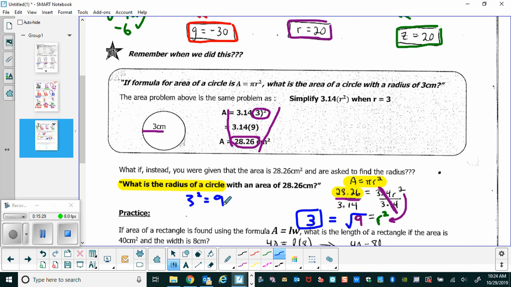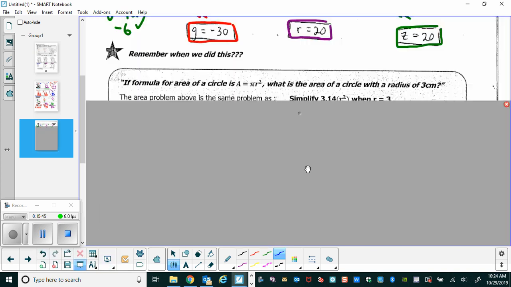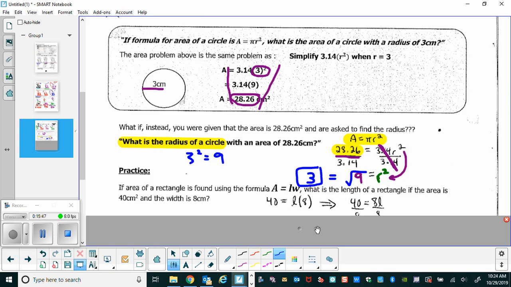So in our geometry unit that's coming up, we're going to start out by me giving you the dimensions, and you're going to be finding total areas and volumes. But then we're going to try some where I give you the total area and ask you to find the missing dimension. That's when you're solving. Okay? All right, so now let me just scroll down, and let's try a rectangle problem.